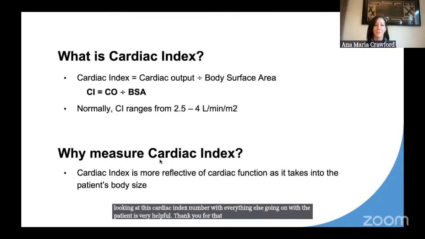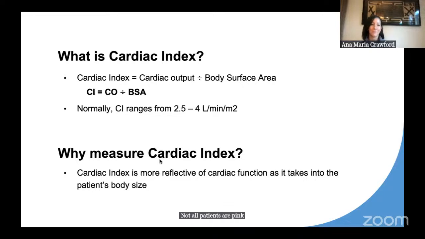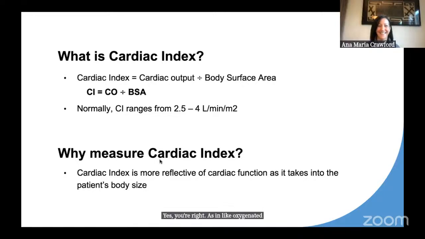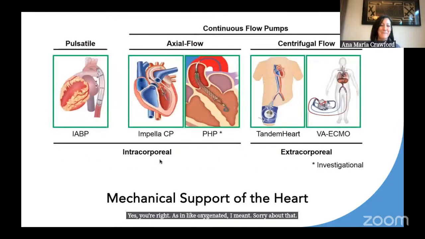Not all patients are pink, though. Not all patients, yes, you're right. As in oxygenated, I meant. Sorry about that. Great. Thank you so much.